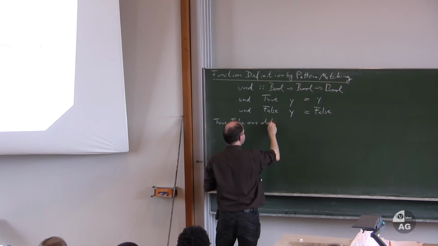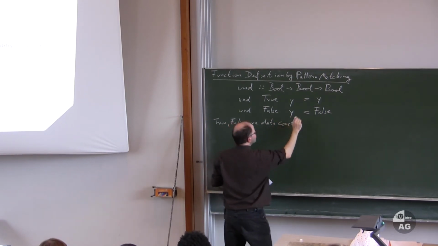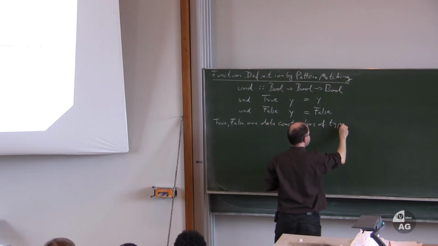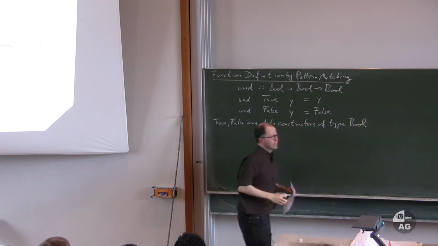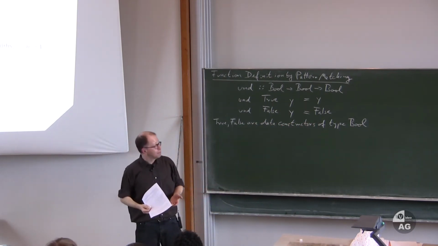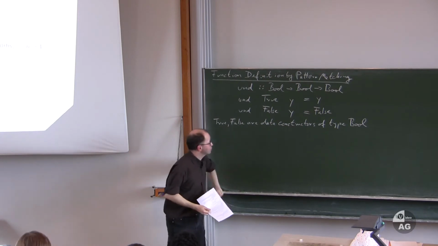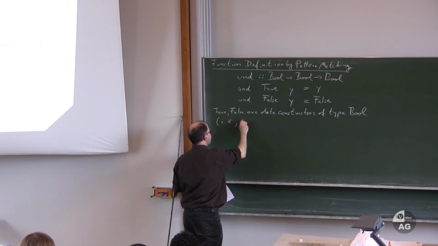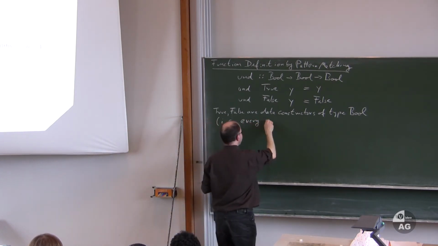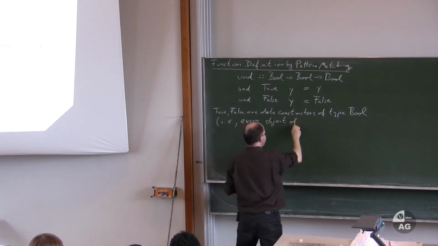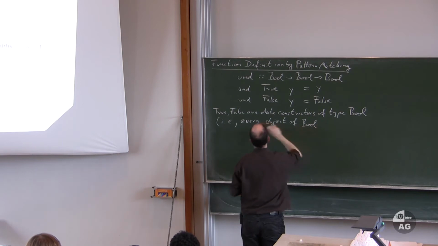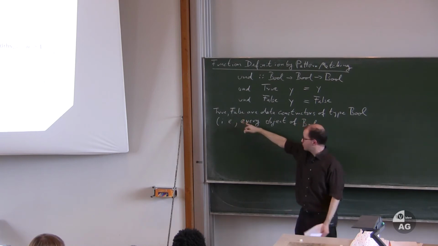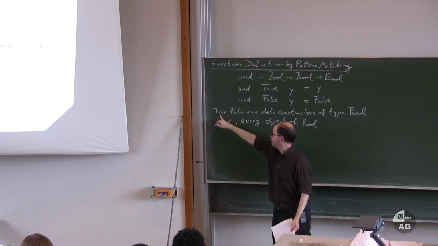So true and false are the so-called data constructors of the data type bool. Data constructor means that every object of this data type can be constructed from these two functions. In this example, these are functions of arity 0, so there's not much to construct. Bool has exactly two objects, namely this one and this one.